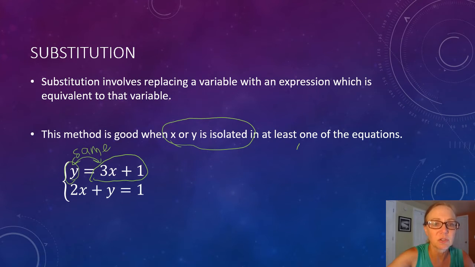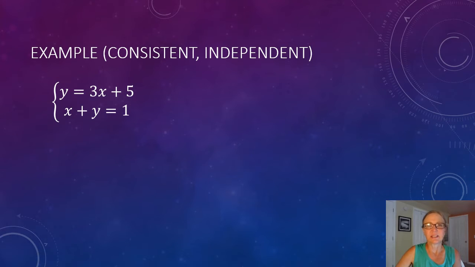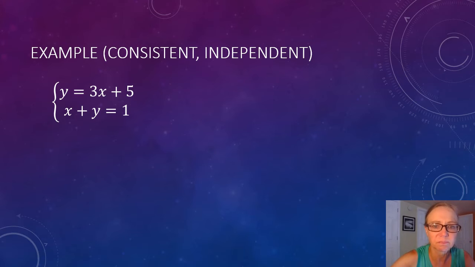So what's going to happen is you're going to take the expression and plug it in for y in the other equation. Let's do some examples. This is an example of a consistent independent system. Of course, you won't know that when you start a problem, but a consistent independent system is when you have two lines crossing and you get one solution, or one point of intersection. Notice that in the first equation, y is isolated. So we know that y is the same as 3x plus 5.